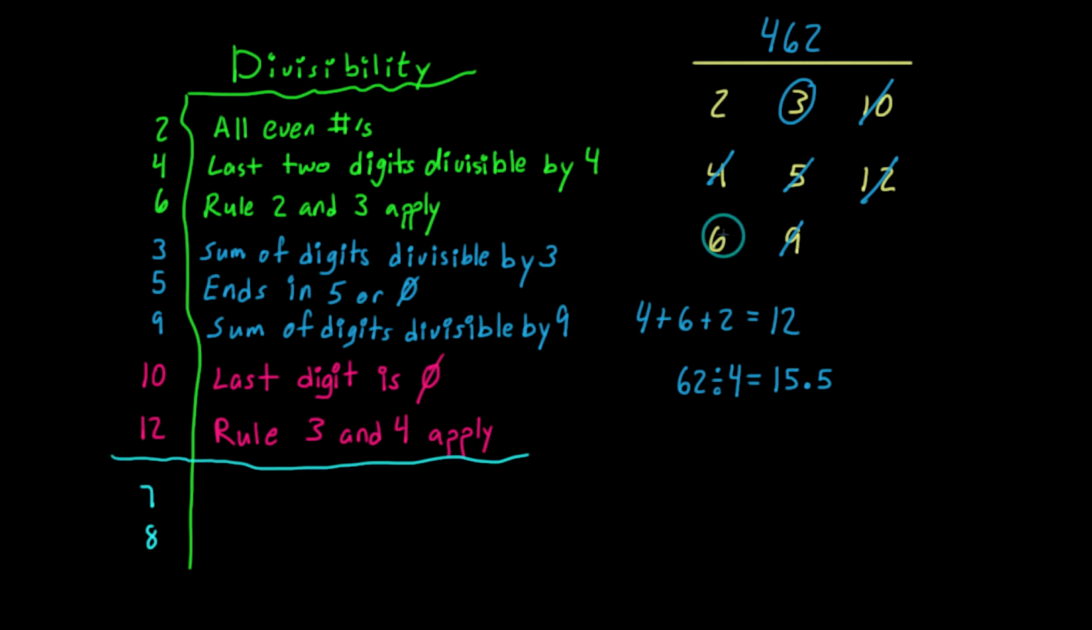Now the rule of 6. The rule of 6 says both rules 2 and 3 have to work. We already know the rule of 3 works. Let's just find out if the rule of 2 works. Since 462 is an even number, the rule of 2 works. Since 462 is divisible by both 2 and 3, the rule of 6 has to work also.